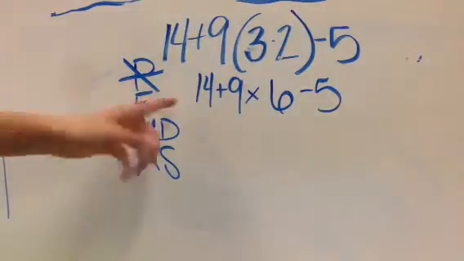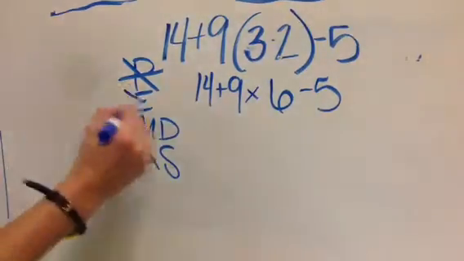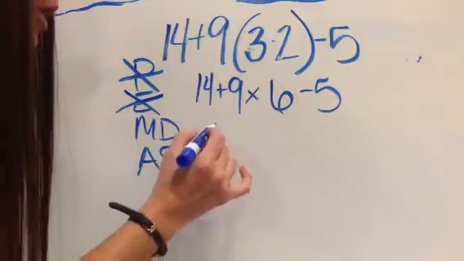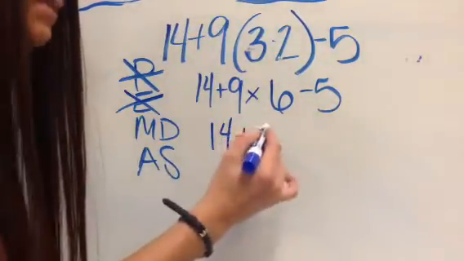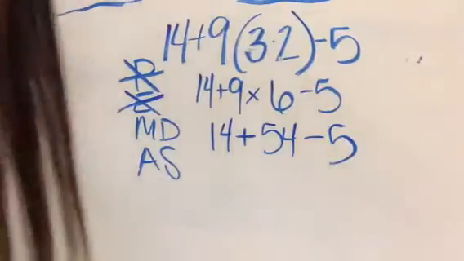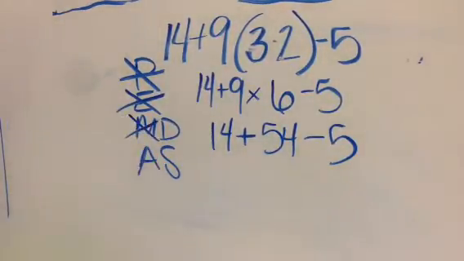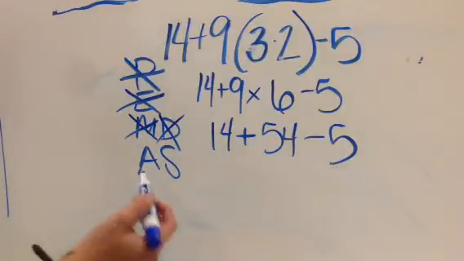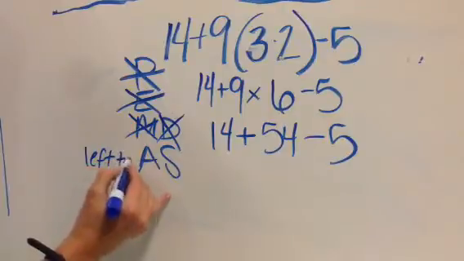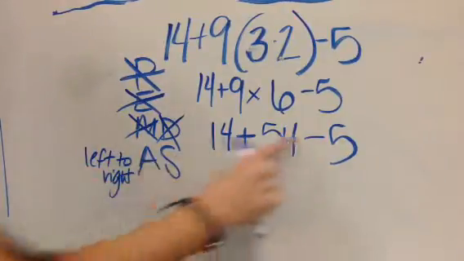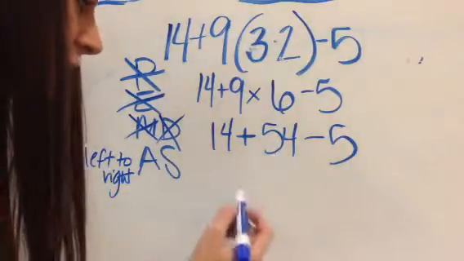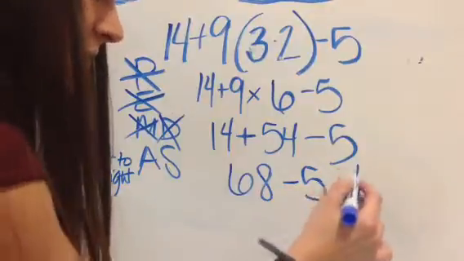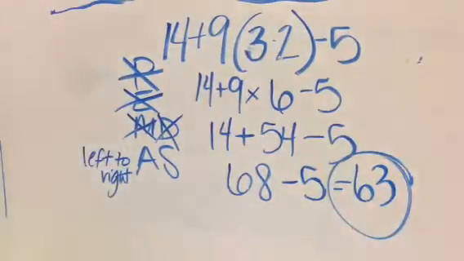Now we go to exponents. There are no exponents, so we can skip this step. We're done. Now we are at multiplication. We do have one multiplication, so we bring down 14. 9 times 6 is 54, and we subtract the 5. All right, we've done our multiplication. There is no division. All that's left is addition and subtraction. In this step, you need to go left to right. So whatever comes first, you go left to right. So 14 plus 54 is first. That would be 68, I believe. Yes. And then we subtract 5. So we get 63.